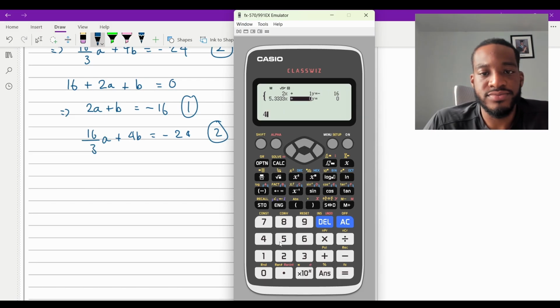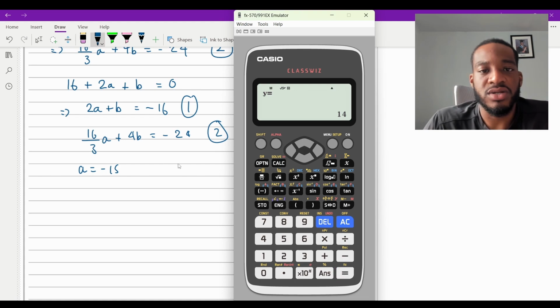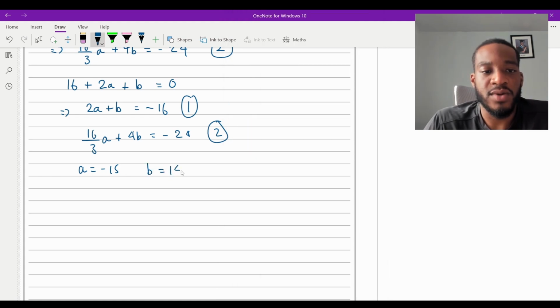It's going to be 4. It's going to be -24 here. Equals, that means that x, which is a in our case, is going to be -15. And b in our case is going to be 14. So we now know what a and b is.